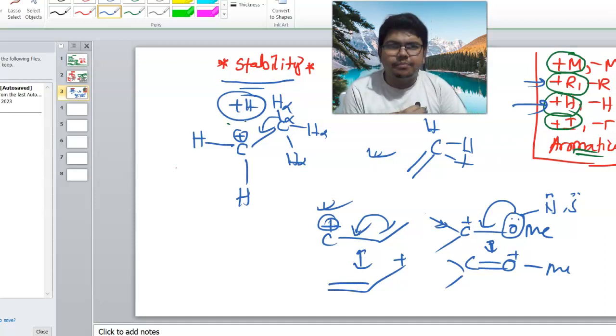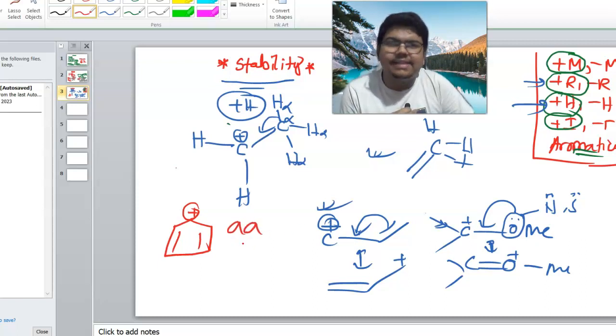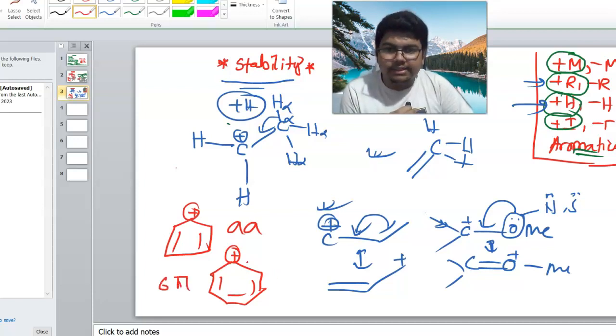Another one is aromaticity. When a particular species becomes aromatic due to the positive charge on carbon, it will be stable due to aromaticity. Suppose this particular carbocation is anti-aromatic, so aromaticity is not there, and it is not stable. Suppose this particular carbocation is the tropylium cation. It is cyclic, planar, fully conjugated, with 6 pi electrons. So according to Huckel's rule it will be aromatic, so it is very much stable.